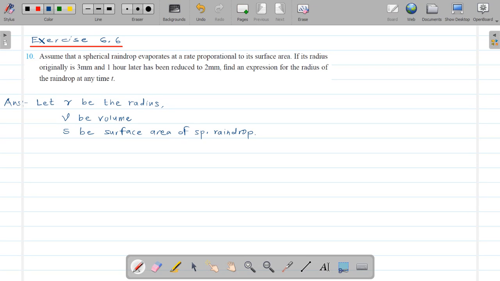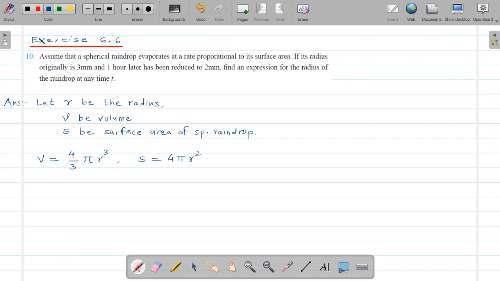As we know that spherical raindrop means sphere, the volume v is equal to 4 by 3 pi r cube. This is the formula for volume of sphere. And what is the formula of surface area of sphere? That is 4 pi r square.